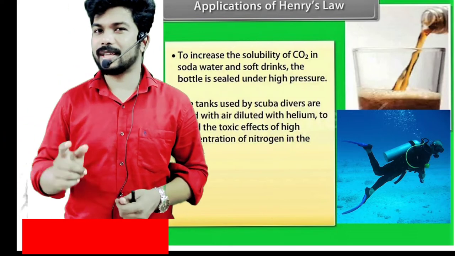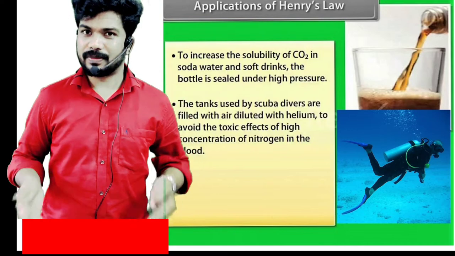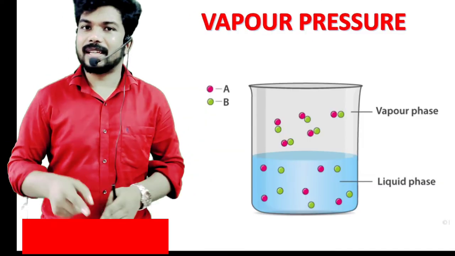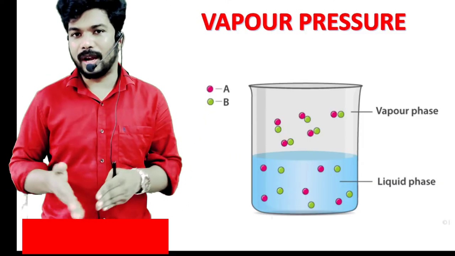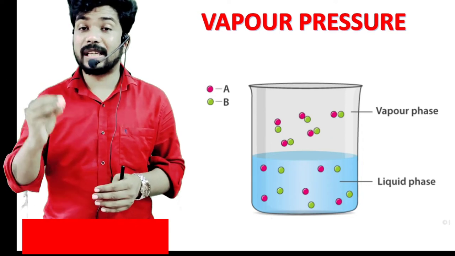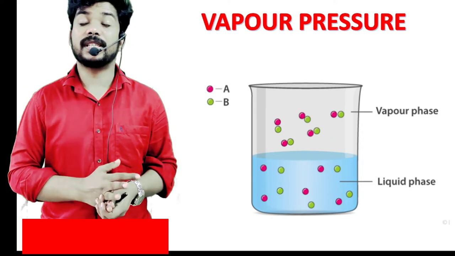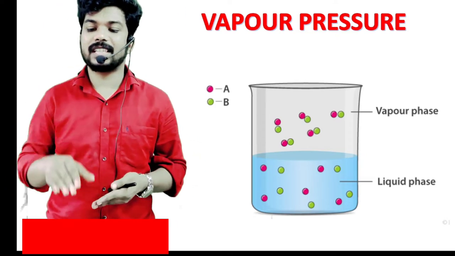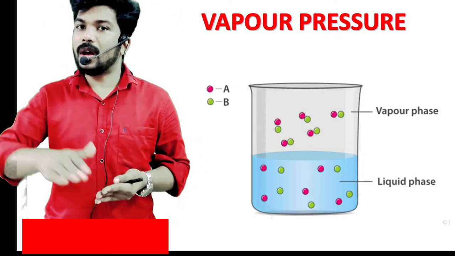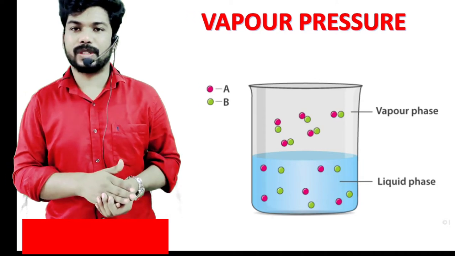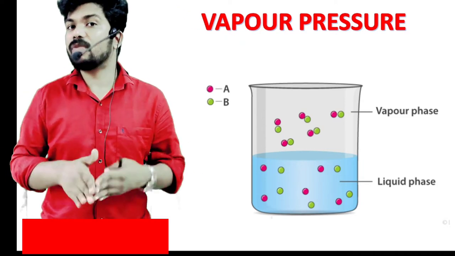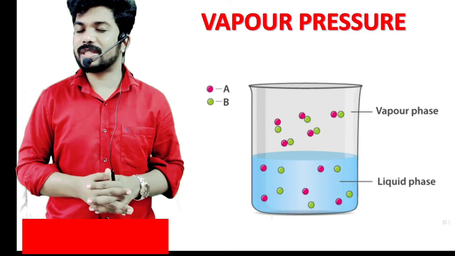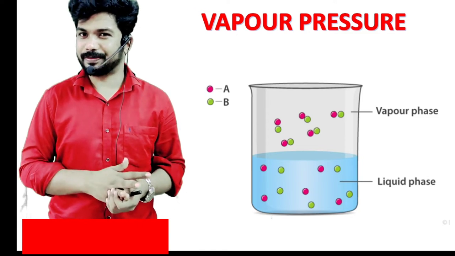And let's go to the next section, vapor pressure. Here you can see a vessel taken half full of water. The remaining portion will be water vapors. So vapor pressure is the pressure exerted by these vapors on the surface of the liquid. The pressure exerted by vapors on the surface of the liquid is called vapor pressure.